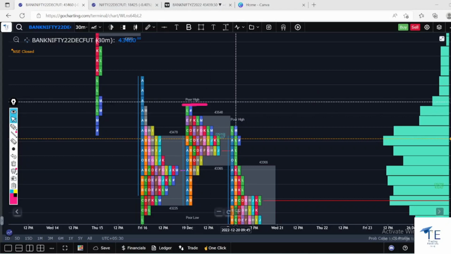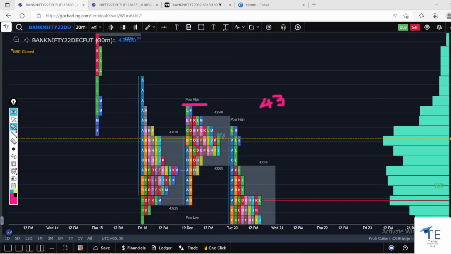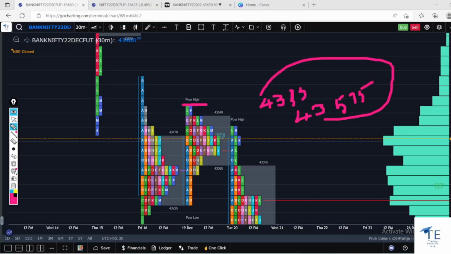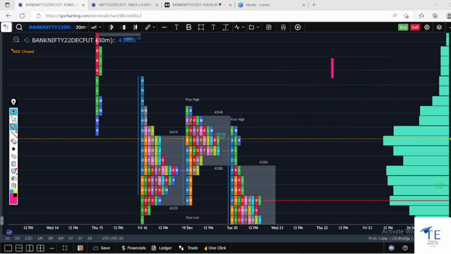What is the level here? Again 43,575. Any acceptance at 43,570 or 43,575, mark this level. The market may open flat and go above this level with acceptance. Then go for a CE.